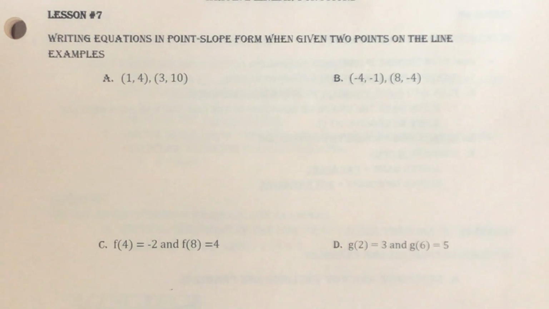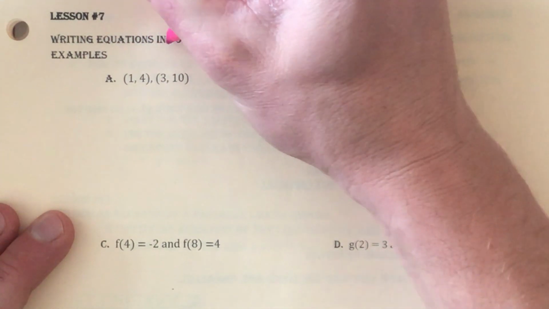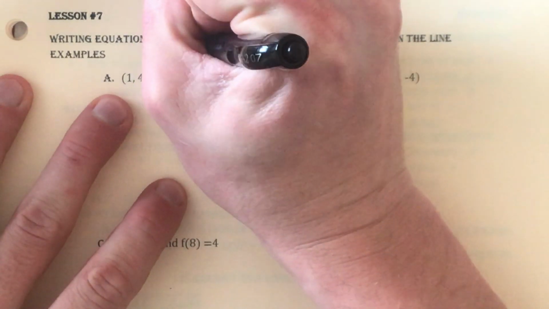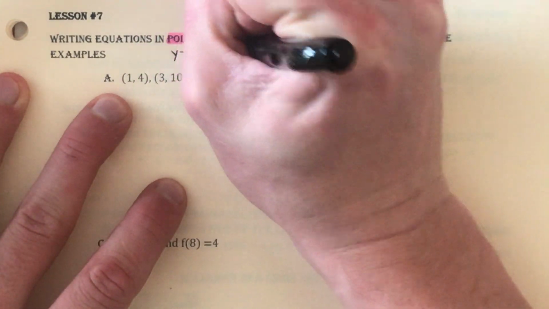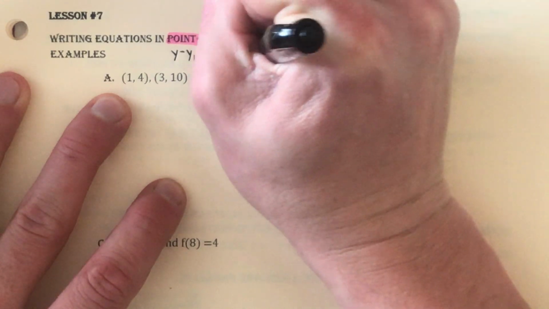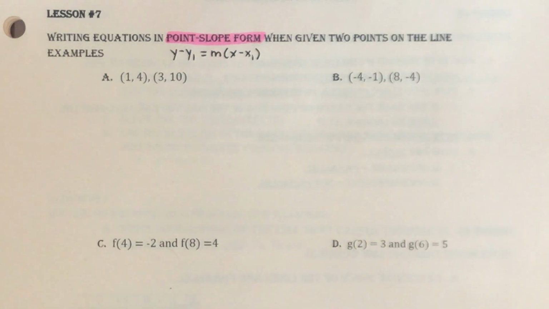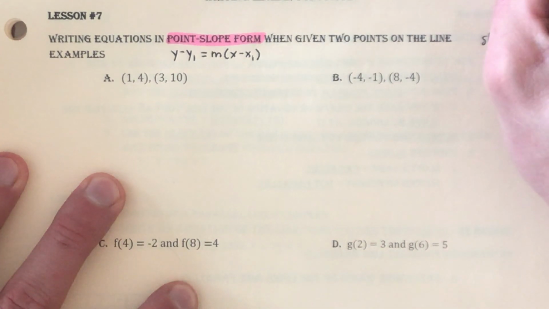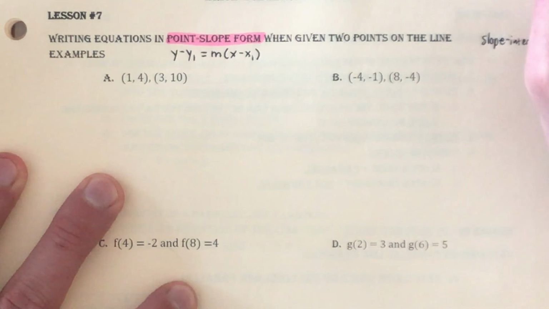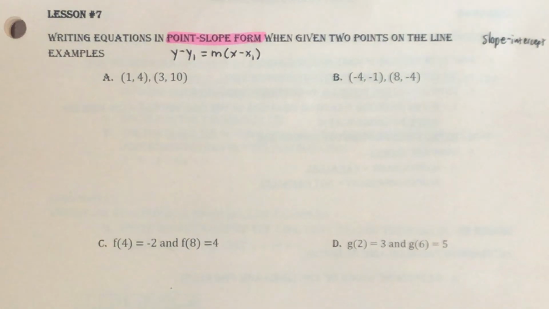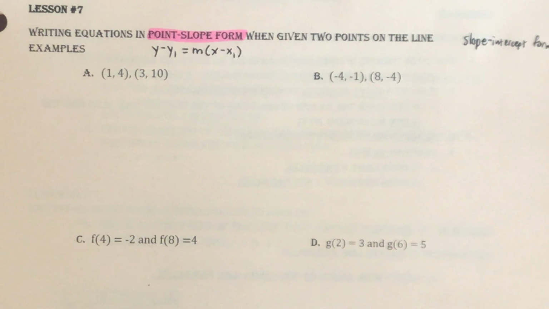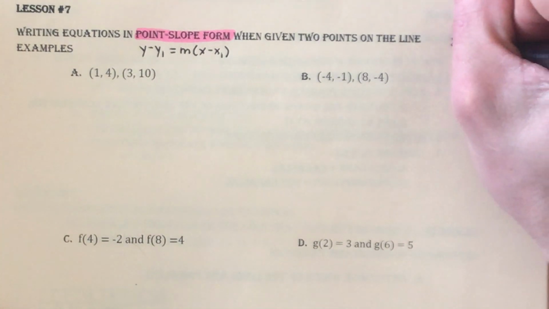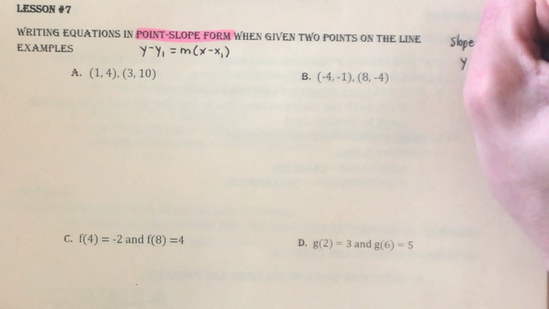A reminder that point-slope form, when we're talking about point-slope form, we're talking about y minus y1 equals m times x minus x1. Now, as I said, we are going to show how to get from point-slope form down to slope-intercept form. Let me move that over so you can see that better. And then remember, slope-intercept form is y equals mx plus b.